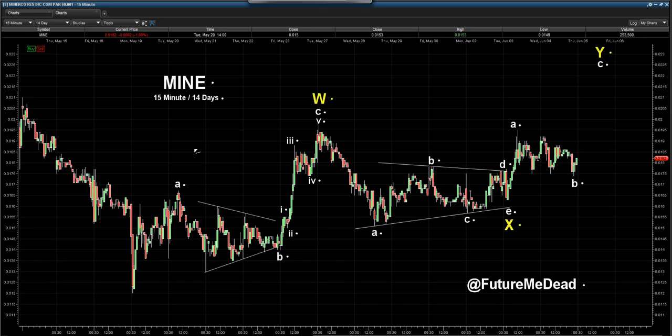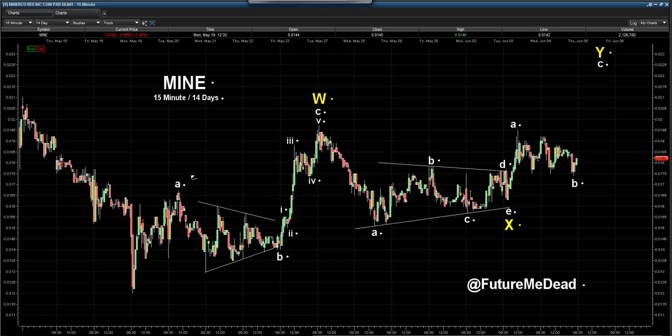This is a short-term chart. We're looking at 15-minute candles with a span of 14 days. I'm doing this chart by request. I had some technicians on Twitter ask for my opinion, and I'm happy to oblige. But I will say that I do not currently have a position in mind, and I don't intend on establishing one anytime soon. Really, my focus is on some other stocks.